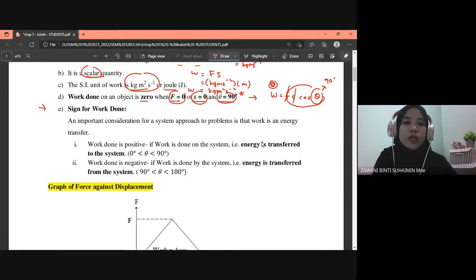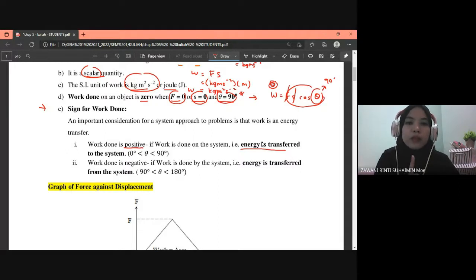Kita dapati bahawa work kita adalah positif. So apa yang you boleh define daripada value tersebut bukan dia punya direction, tetapi you boleh define dari segi dia punya transfer of the energy. Okay, so contoh kalau positif maksudnya energy is transferred into the system. So maksudnya work is done on the system. Maksudnya apa? Ada orang lain buat kerja dekat sistem tu. Okay, maksudnya energy daripada luar masuk ke dalam sistem tersebut.